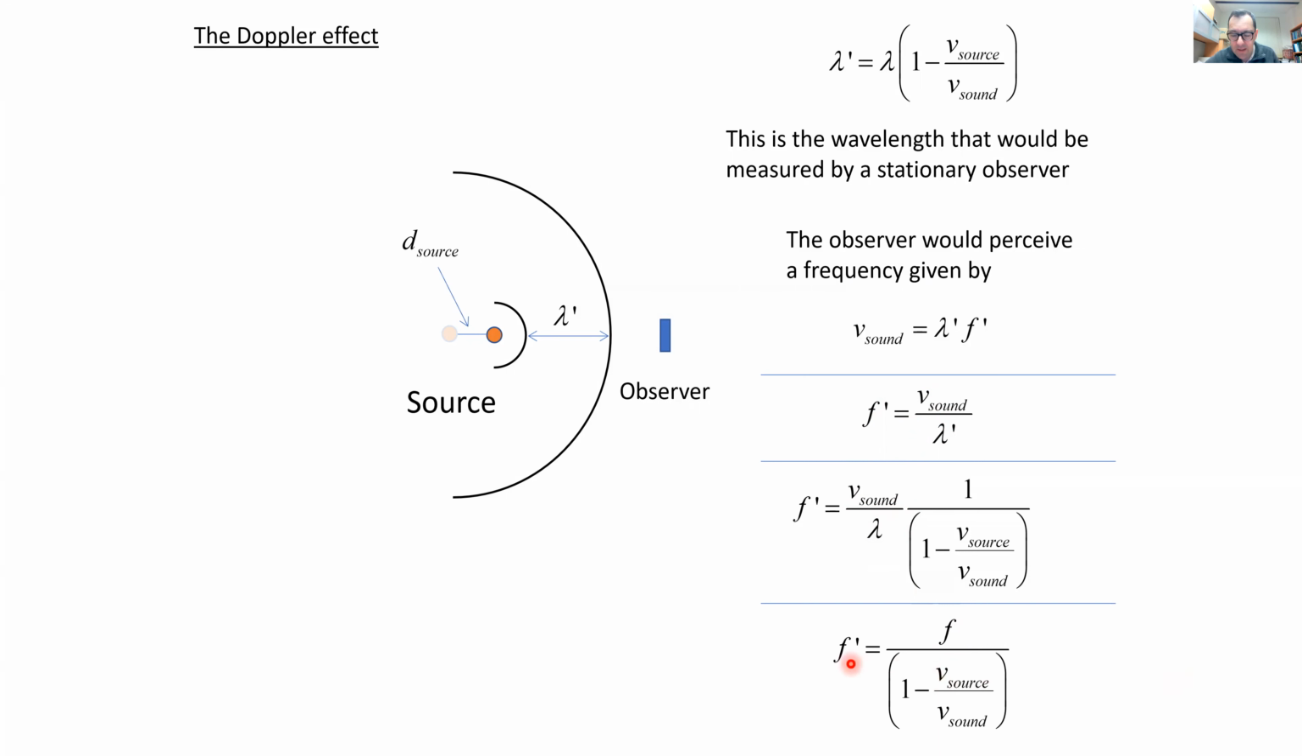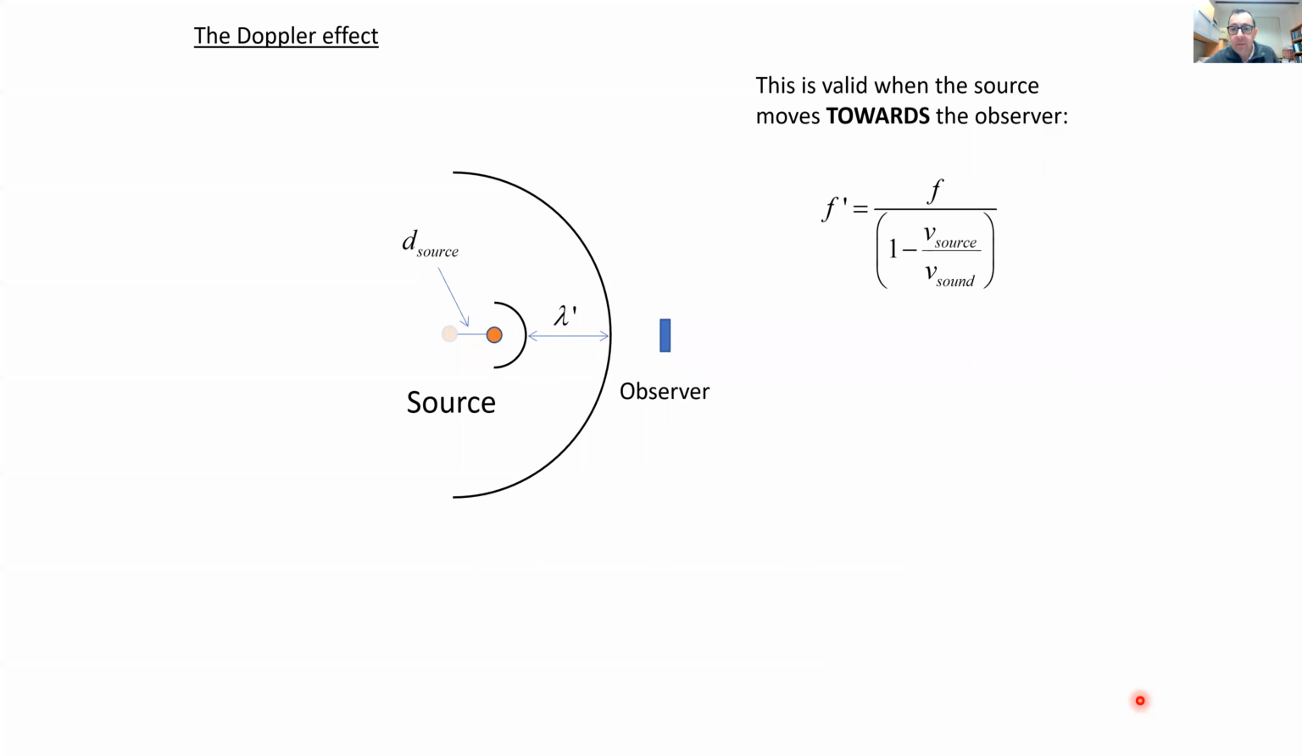Okay, so this is good. Now we have an expression for the frequency that the observer measures in terms of the original frequency and the speed of the source and the speed of sound. Okay, so that's valid when the source moves towards the observer.